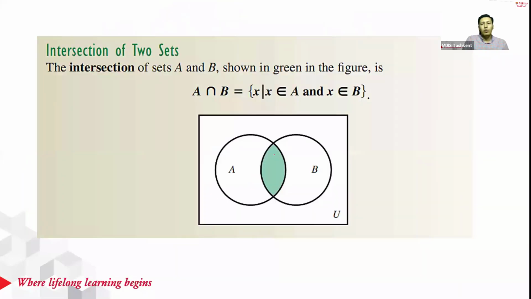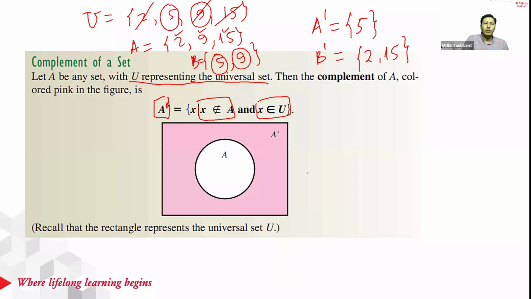Next operation between sets. If you take out all the elements, so let's say C is same as U, 2, 5, 9, 15. Then C complement. So you have to take out all the elements. What's left inside U? Nothing. That means empty set.